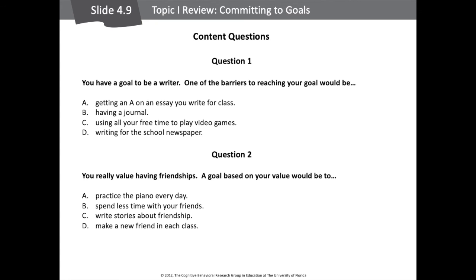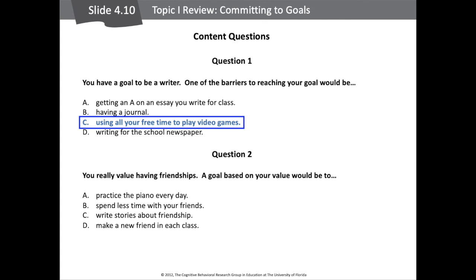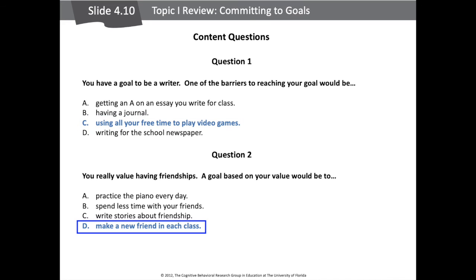For question 1, if you selected C, you're correct. If you have the goal of being a writer, one of the barriers to reaching your goal would be using all your free time to play video games. For question 2, if you selected D, you're correct. If you really value having friendships, a goal based on your value would be to make a new friend in each class.